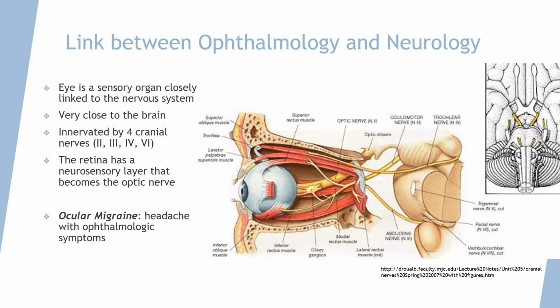The eye is also innervated by 4 of 12 cranial nerves that sprout from the brain. Cranial nerve 2 is in charge of perceiving light, and 3, 4, and 6 are in charge of extraocular movements. The retina also has a neurosensory layer that becomes the optic nerve when it exits the eye.